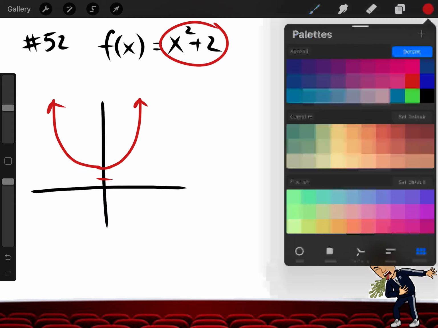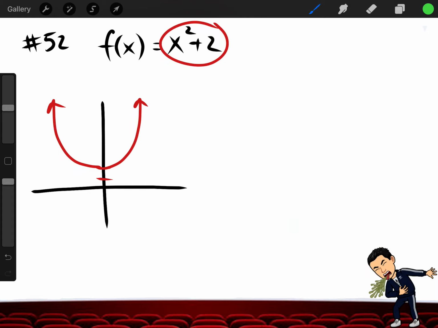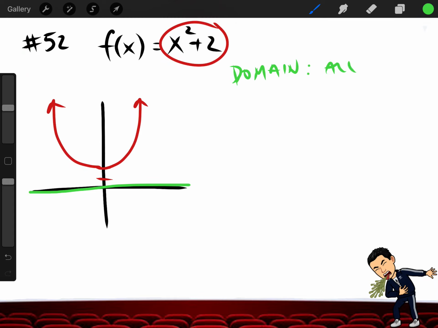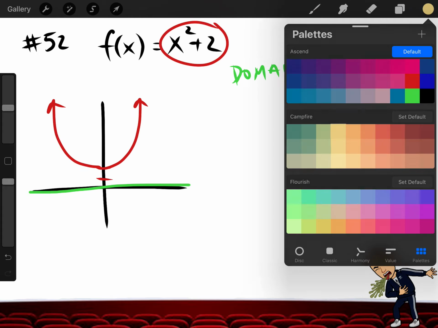Let's look at the domain. I'm going to use this bright green for domain. I told you guys the domain is how much ground you're covering, so that's about the x-axis. If you look at the parabola, it's going to go up, up, up sideways, endlessly. So the domain in this case is going to be all real numbers.